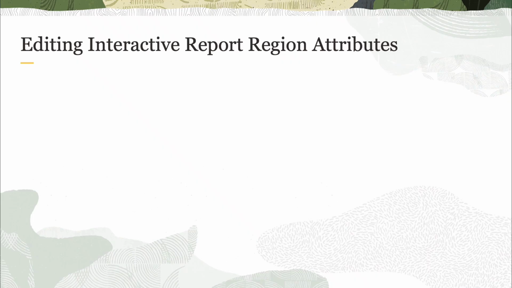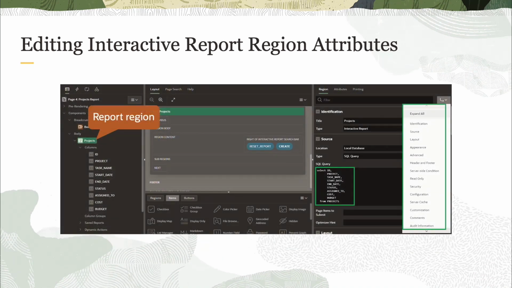Let's get started. As a developer, you can change the way an interactive report is rendered to end users by editing the region attributes. To edit region attributes in Page Designer, you can go to the page containing the region and select that region in the rendering tab. Once you select that region, the property editor on the right hand side displays all the region attributes available for the selected region. You can also search for specific attributes using the filter text box available on the top of the property editor. Once you're done with your changes, you can click on save to save and run the page to see the changes in action.